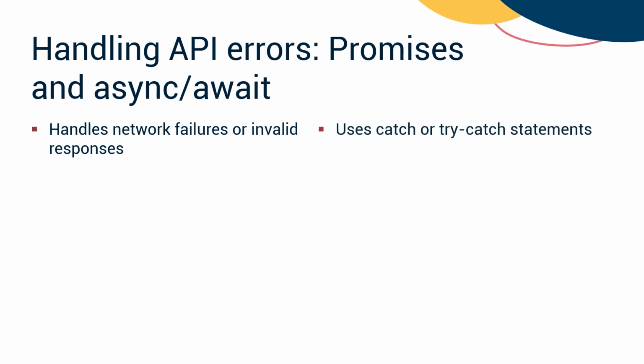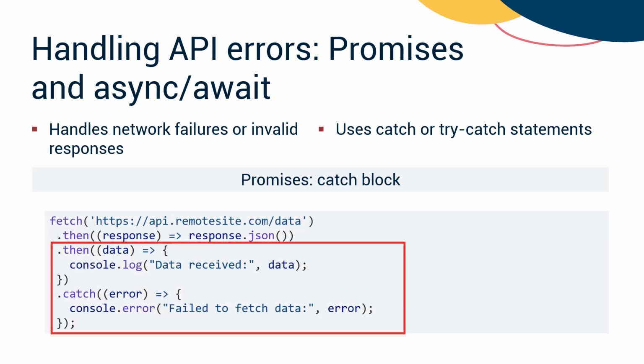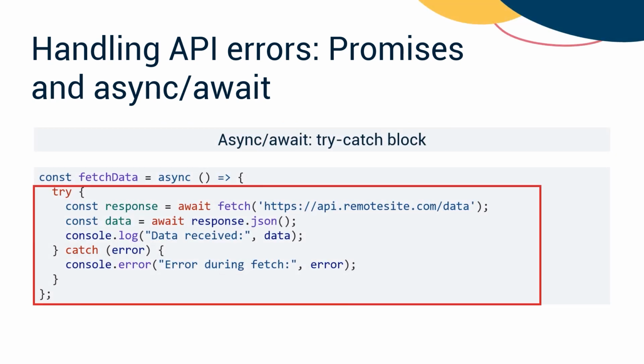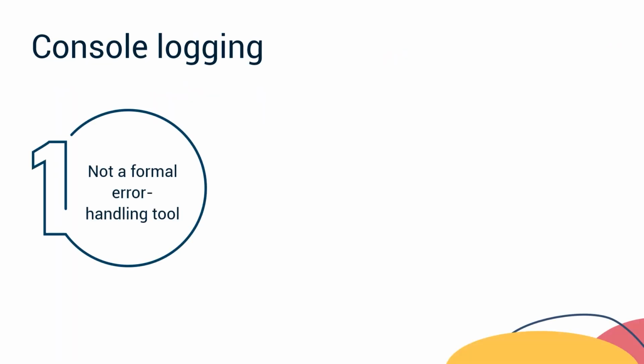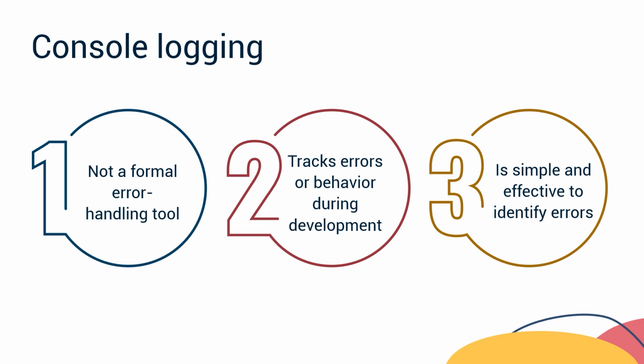In the case of promises, use a catch statement that follows the then statement to handle errors. In the case of async or await, you can wrap the await fetch in a try-catch block. While not a formal error handling mechanism, console.log can help debug issues by tracking errors or behavior during development. It's a simple and effective way to identify where an error occurs.